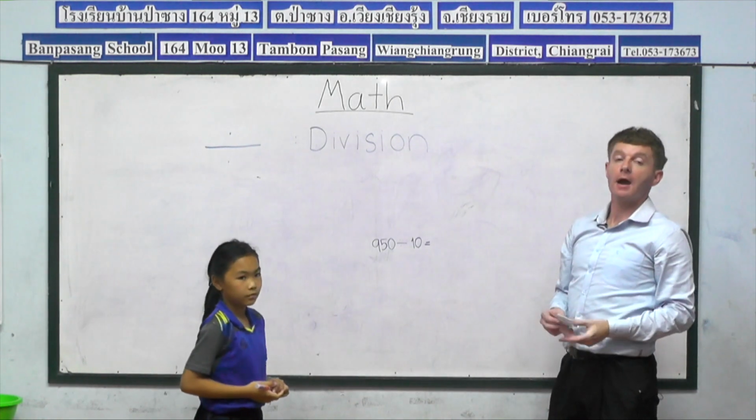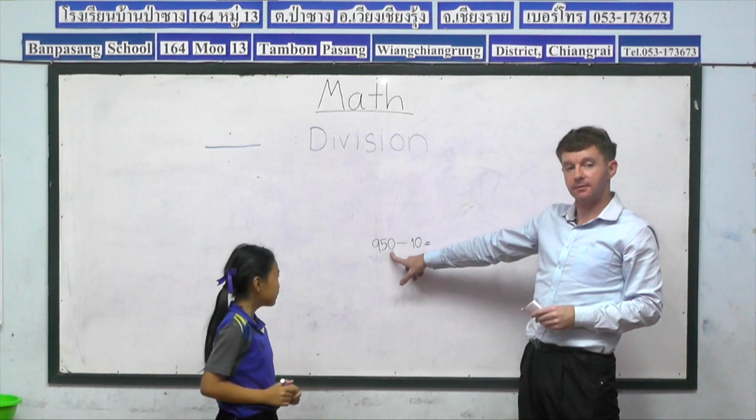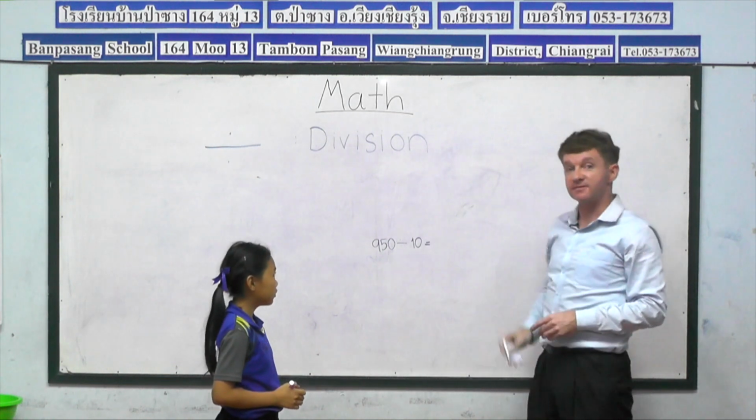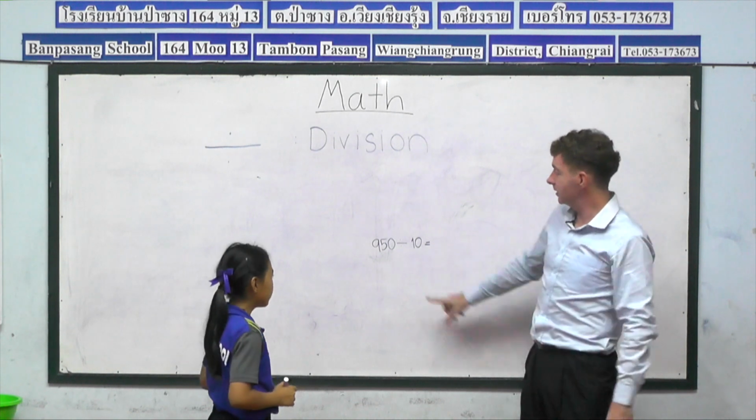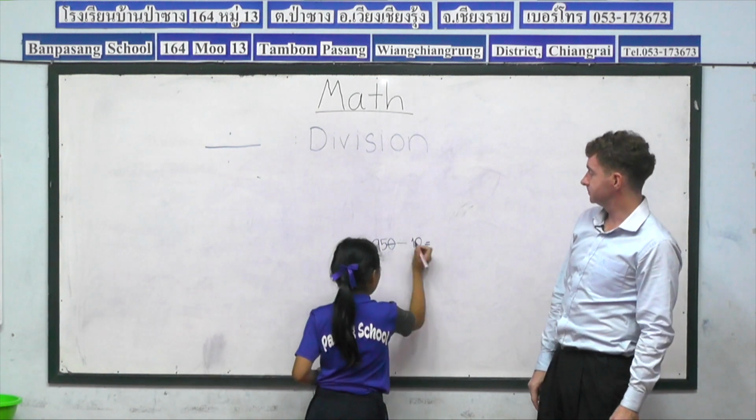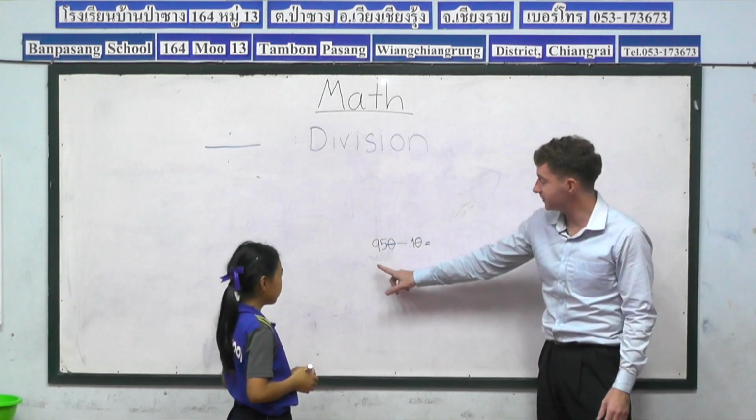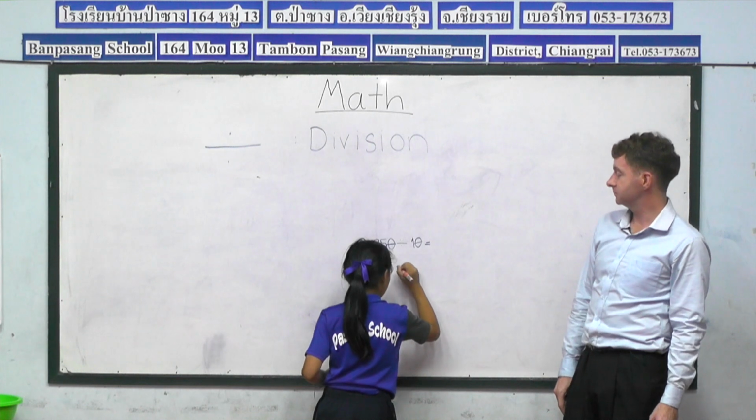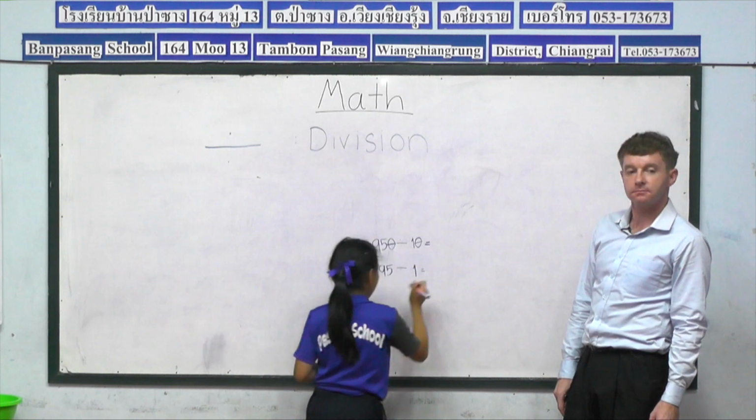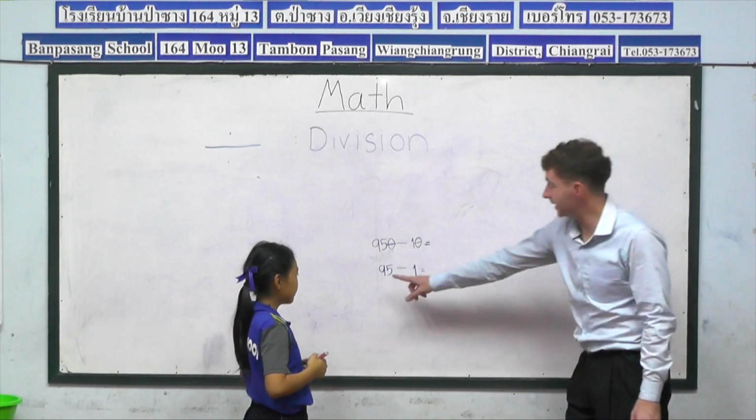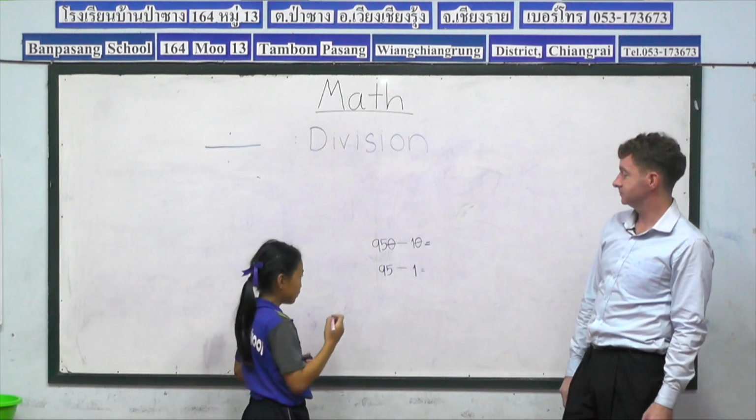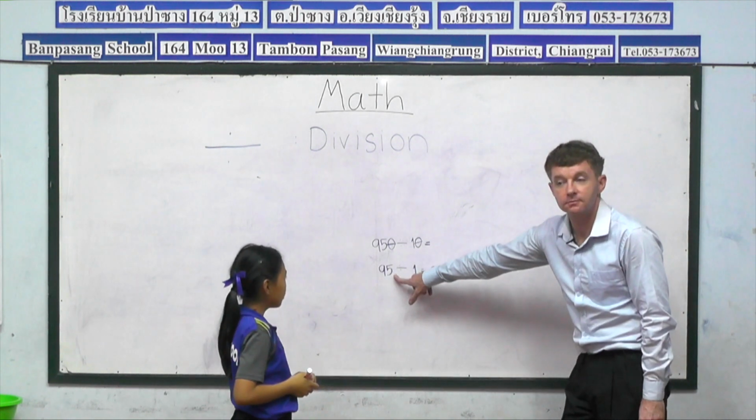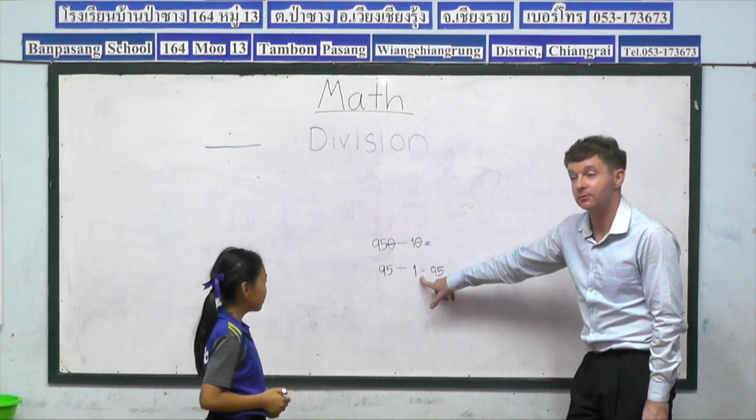Okay, now, what do we notice about the zeros, guys? How many zeros here? 1. How many zeros here? 1. So the relationship between the zeros is the same. But for now, Nadia, let's remove the zeros. So let's put a cross through the zeros for now. So now, let's do the calculation. 95 divided by 1 equals 95. 95 divided by 1 equals 95. Now notice, how many zeros? None.